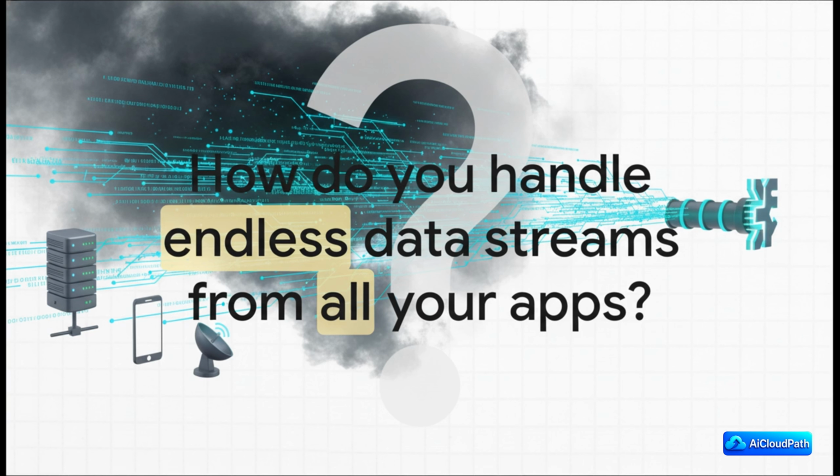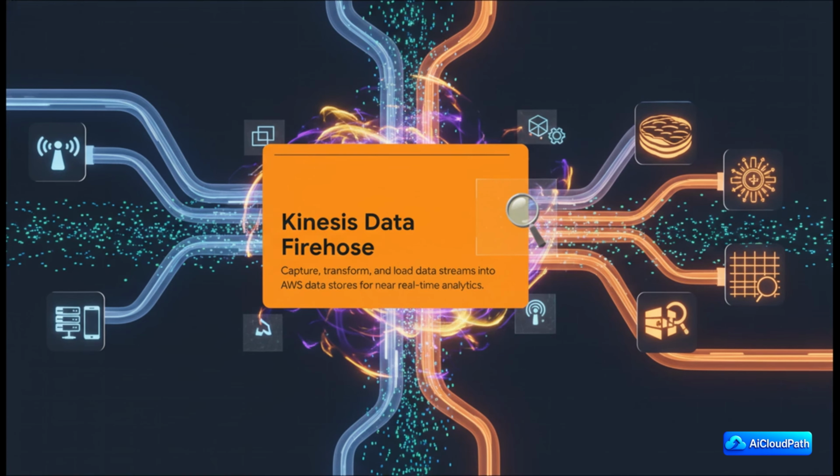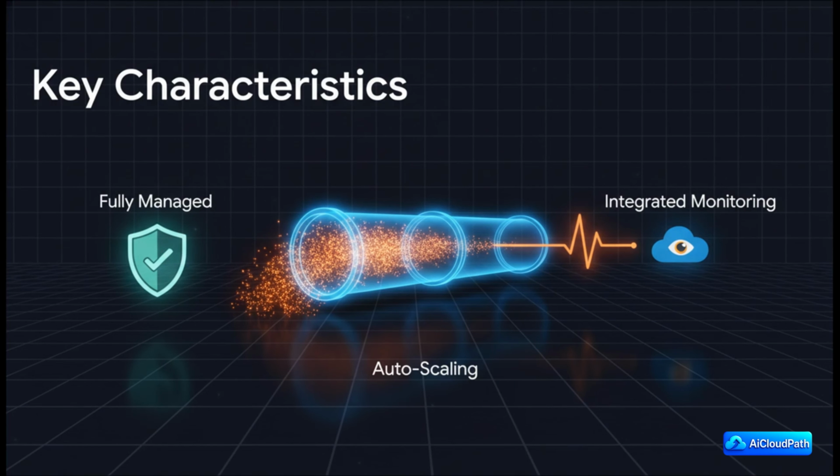So the big question for pretty much everyone is, how in the world do you actually handle all of that data without just getting completely buried? And that's where AWS Kinesis Data Firehose comes in. Its whole reason for existing is to be the absolute simplest pipeline for that flood of data. You just got to remember these three words: capture, transform, and load. That's its entire job. Grab the stream and get it where it needs to go so you can actually analyze it.